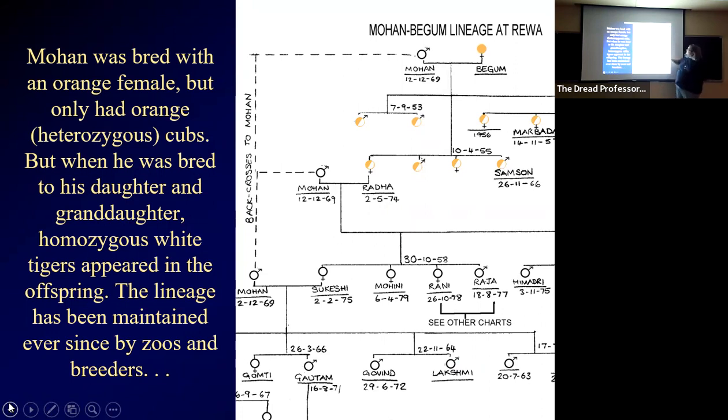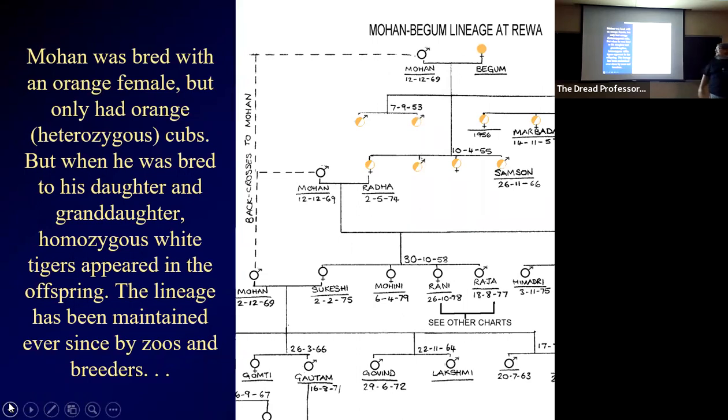So Mohan got bred to his daughter, Radha, right there. And Mohan and Radha had some cubs. There's more off the screen. I didn't have room to show the entire pedigree. But there's a litter of cubs that Mohan and Radha had. And they include Sakeshi, Mohini, Rani, and Raja. And Mohan had cubs with his granddaughter, Sakeshi, right here. So Mohan was bred to his daughter and his granddaughter. And that gives you homozygous white tigers in the offspring.